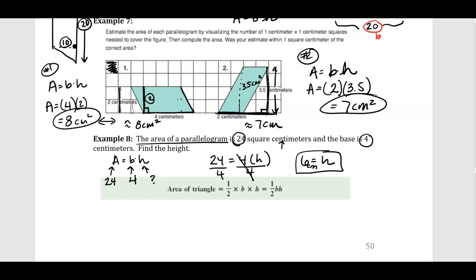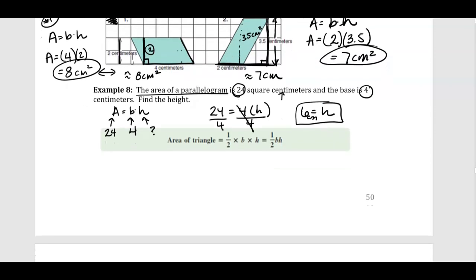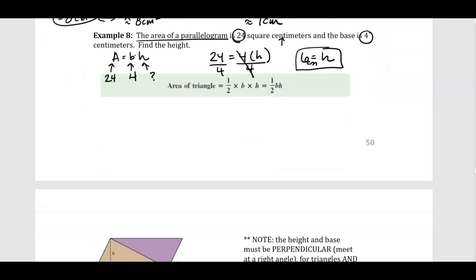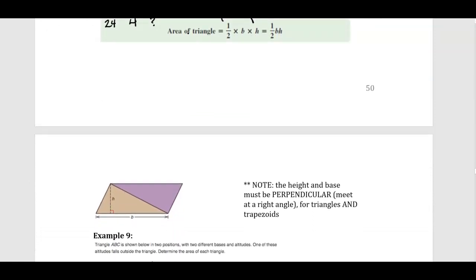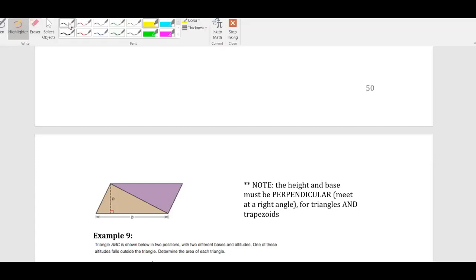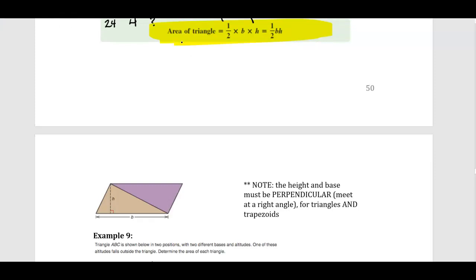Okay, so I'm going to go down and do one more shape here. We've got area of a triangle, and the formula for area of a triangle is 1/2 base times height, or 1/2 BH. And I'm going to make the same note I did for the parallelogram. So base and height must be perpendicular. And I'm going to give you an example.